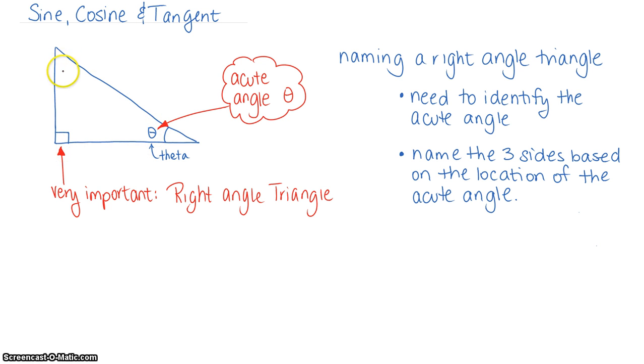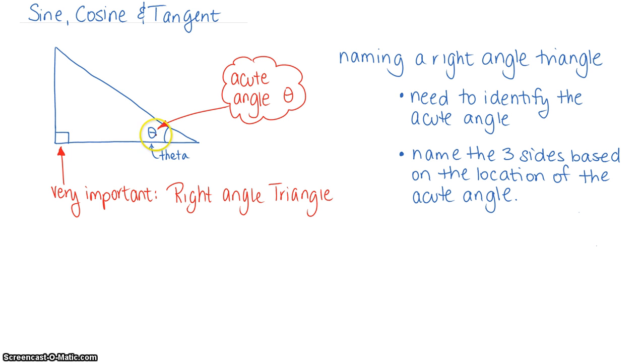It's going to be one of the two acute angles. Given that you have a 90-degree angle, these two angles here, the remaining angles, have to be acute angles. We have to identify one of them that we're actually working with. The naming of the sides is based on this acute angle that we're actually going to be working with. So, when we talk about angles, we usually use Greek letters. This is theta. Theta is just a Greek letter that we use for an angle, whereas we use A, B, C, and D, etc. for the variables for the sides, and Greek letters for the angles.